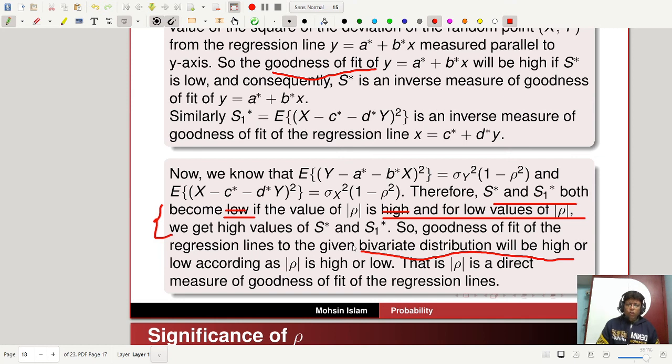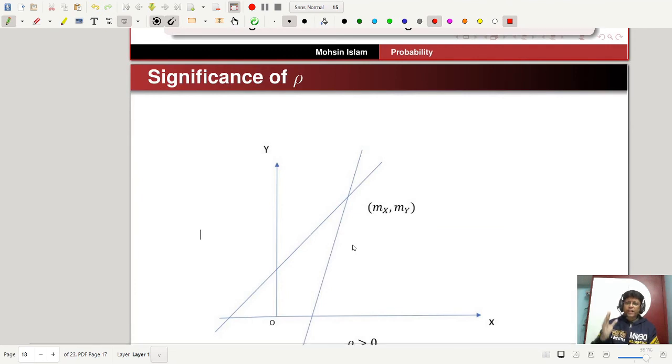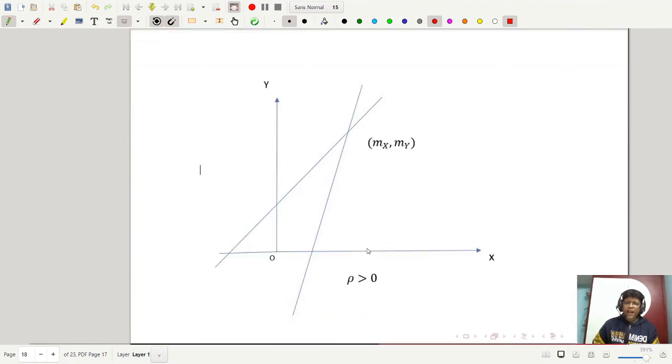So the measure of goodness of fit depends on mod rho. Mod rho is a direct measure of goodness of fit. Now let us explain with some diagram. If rho is greater than 0, if rho is positive, then you have a positive slope for both the lines for a bivariate distribution.